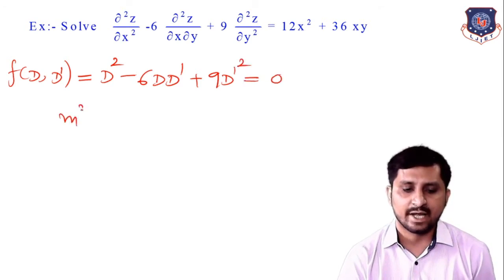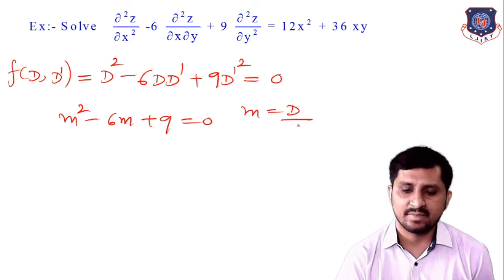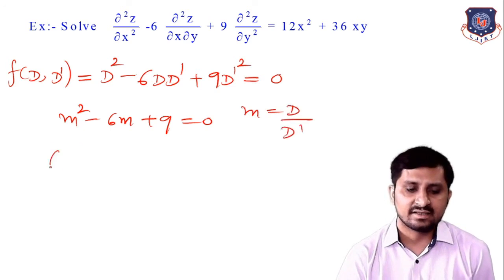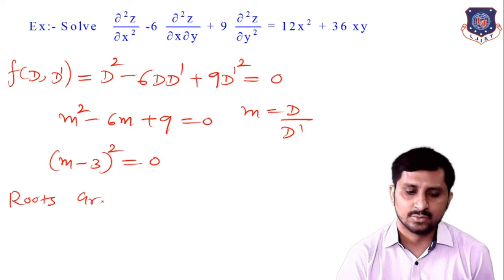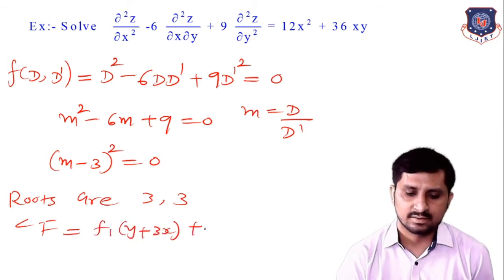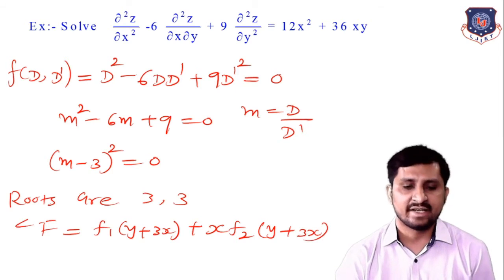Now m square minus 6m plus 9 is equal to 0. Now don't forget what my m is. m is nothing but D by D dash, and this can be written as (m minus 3) whole square equal to 0. So roots are 3, 3, repeated roots. So the complementary function I can write as f1(y plus 3x) plus x into f2(y plus 3x). Now I want to find the particular integral.